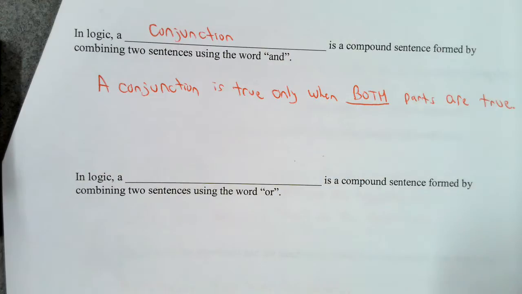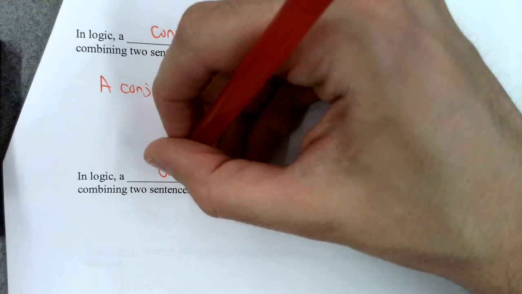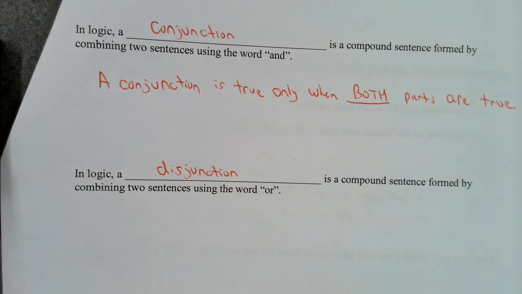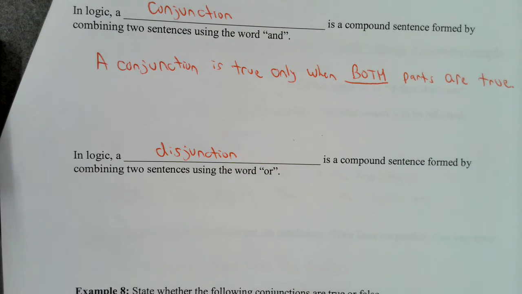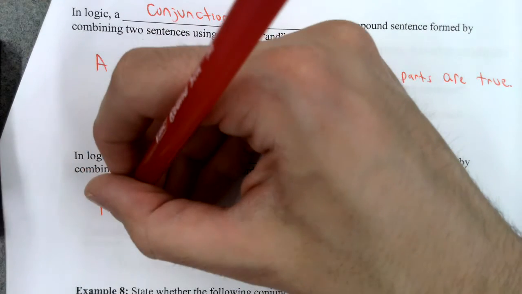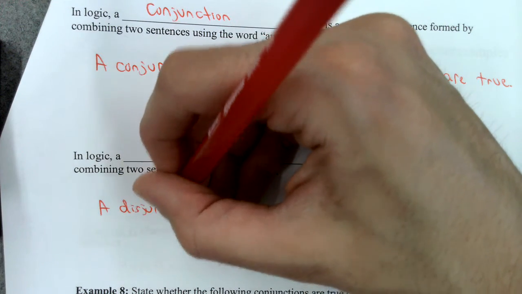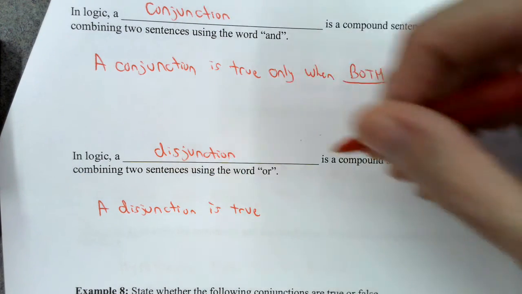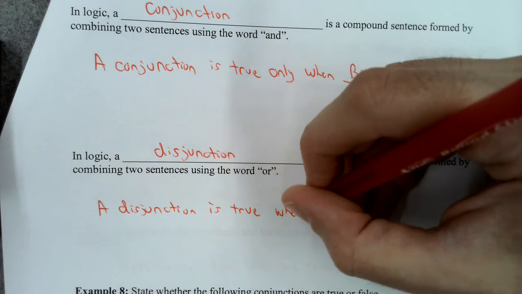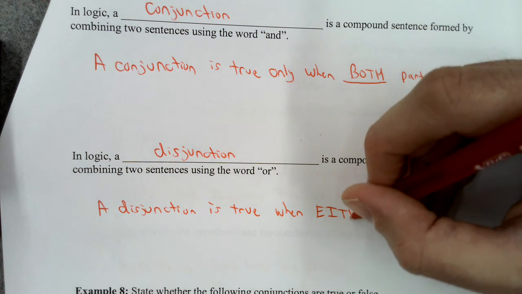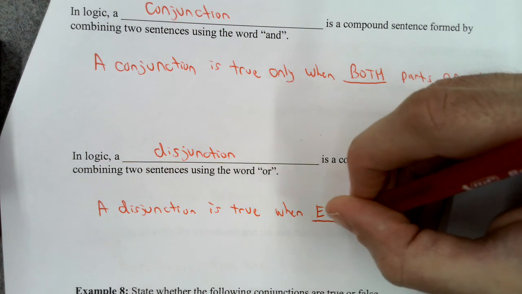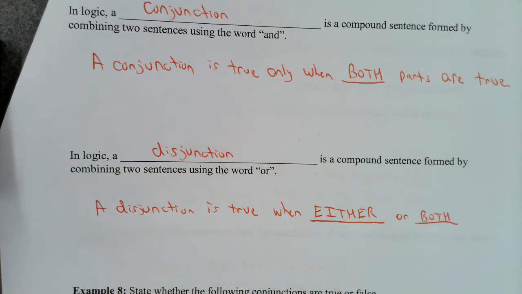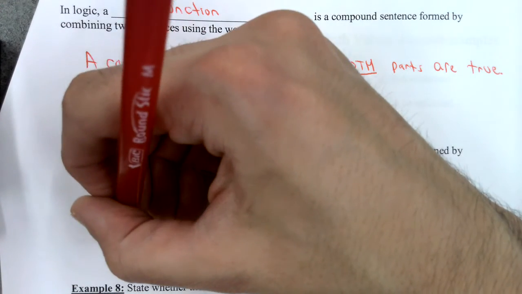Now we're going to do one more definition in logic. A disjunction is a compound sentence formed by combining 2 sentences using the word or. Okay? So a disjunction is true as long as at least one part is true. So I'm going to say a disjunction is true when either or both parts are true. Okay? Either or both. As long as at least one is true, it's true.